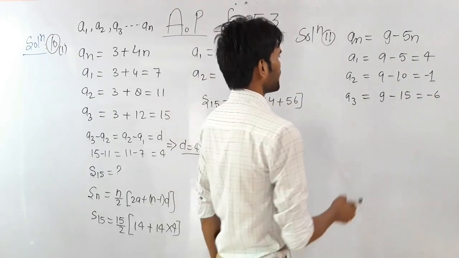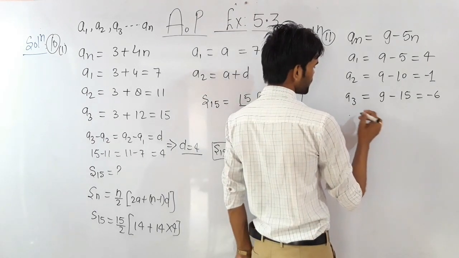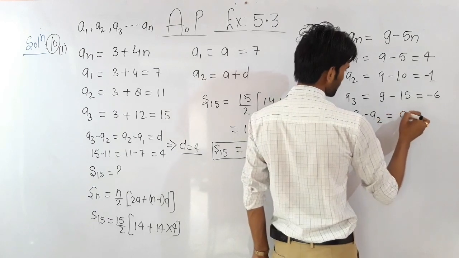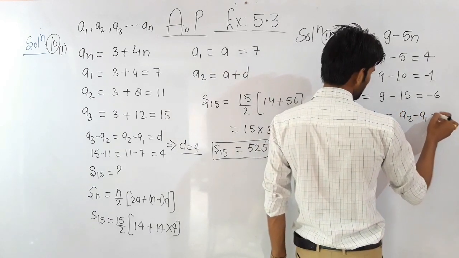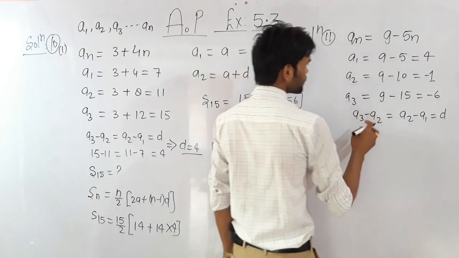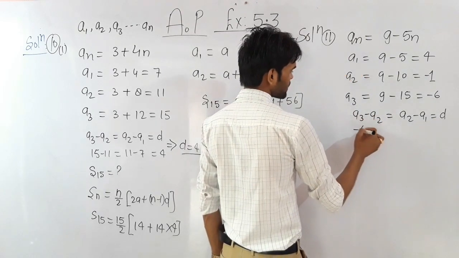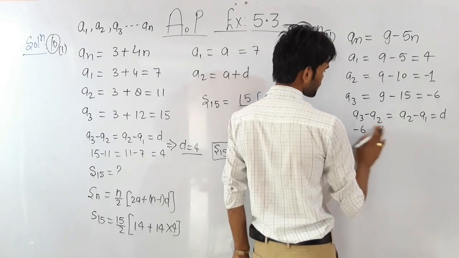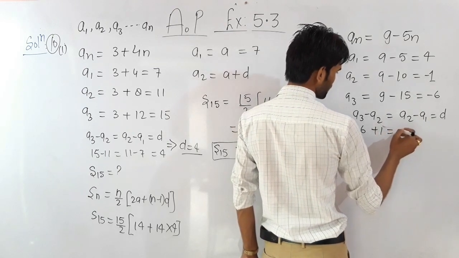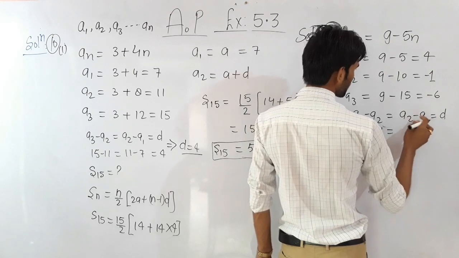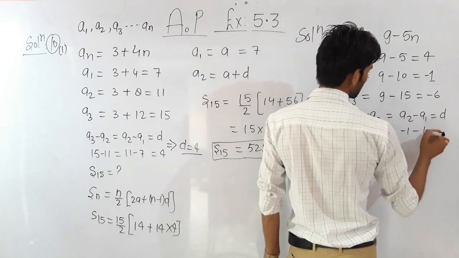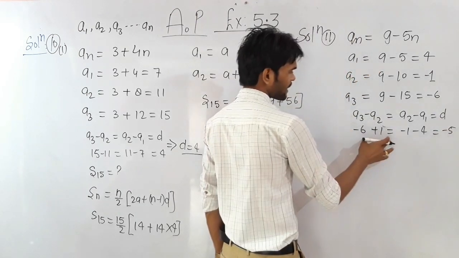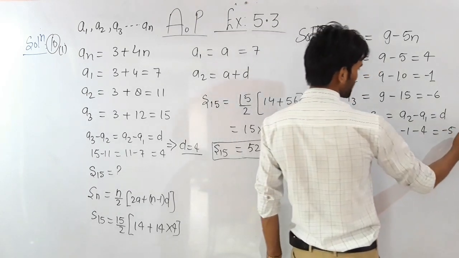Again, you can find the difference. a3 minus a2 is equal to a2 minus a1, is this true or not for d? Putting the values, a3 is minus 6 and a2 is minus 1, so minus minus becomes plus, and it gives minus 5. And a2 minus a1 is minus 1 minus 4, which is also minus 5. In both cases we have obtained minus 5, so the common difference is the same.